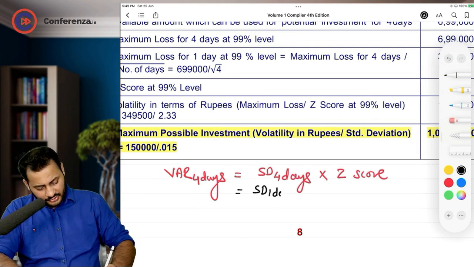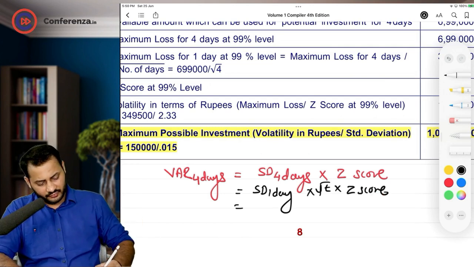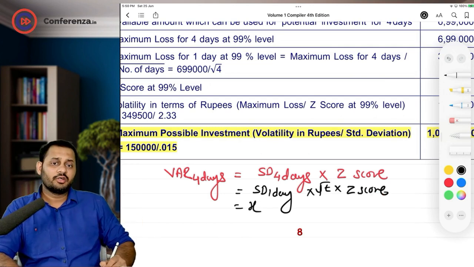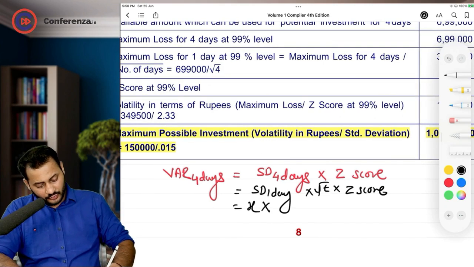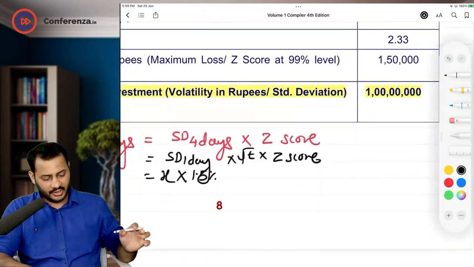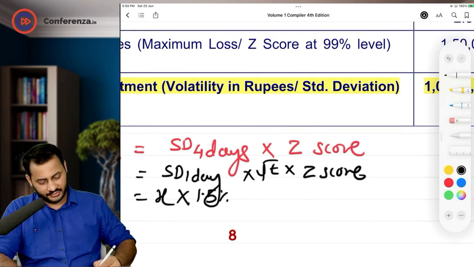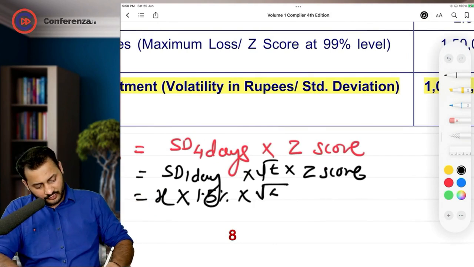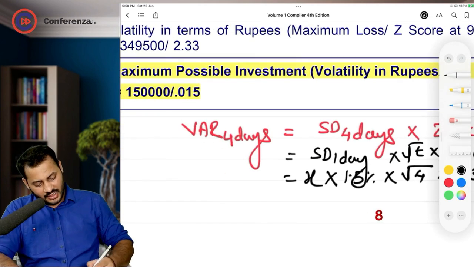Standard deviation of 1 day into under root t into z-score. Am I right? How to calculate the standard deviation for 1 day? Let's say x is the maximum amount of investment that you can invest, into 1.5%. Am I right? 1.5% is the 1 day VAR or 1 day standard deviation here, and we also want the 1 day standard deviation here, into under root 4 into 2.33, and the VAR for the entire 4 days is 6,99,000.